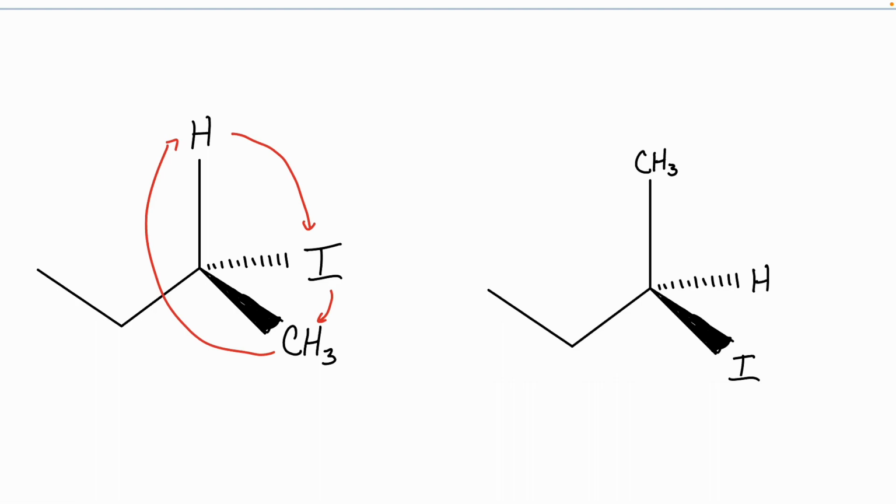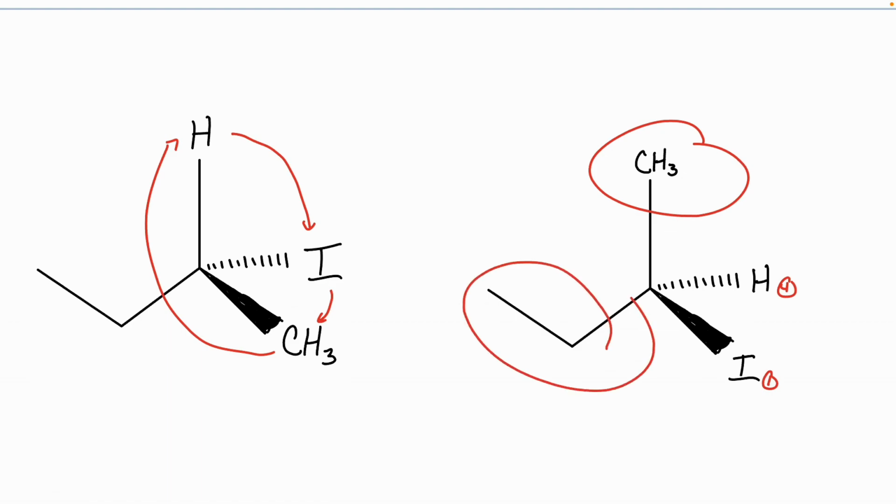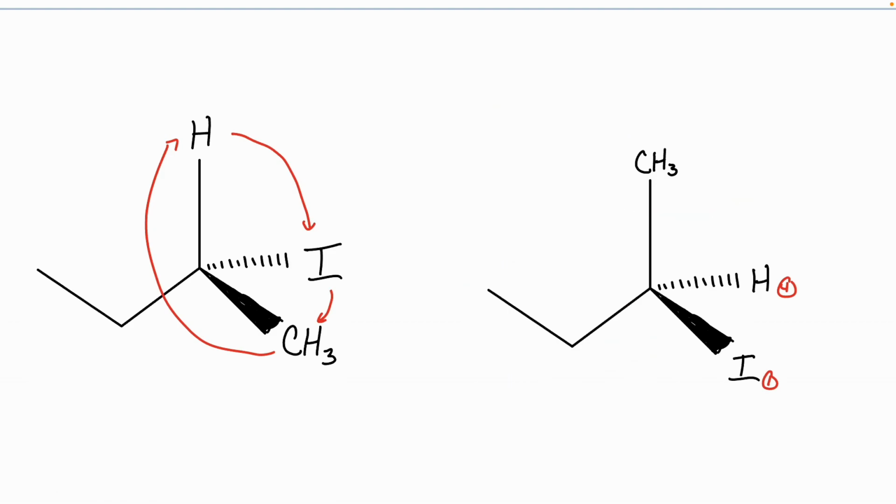Okay, my highest priority is definitely that iodine. When I'm comparing my methyl group to my ethyl group, which one is going to be higher priority? The ethyl group, right? Because this carbon is bound to 2 hydrogens and another carbon, whereas this one's just bound to 3 hydrogens. So you're 2, you're 3. So this would be the R stereoisomer. These groups are clockwise to one another.